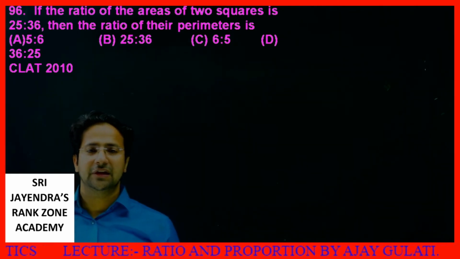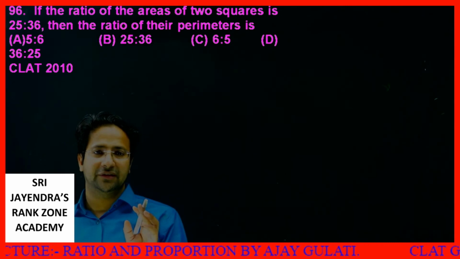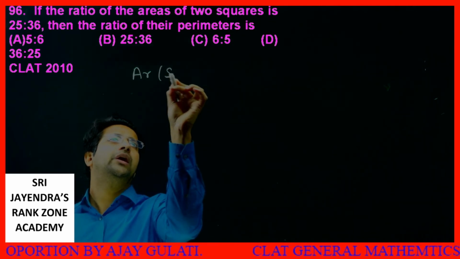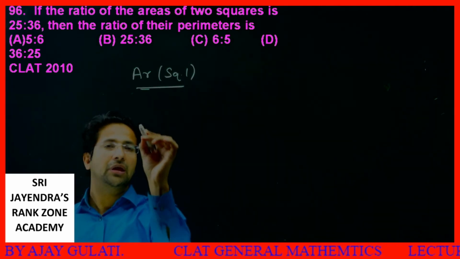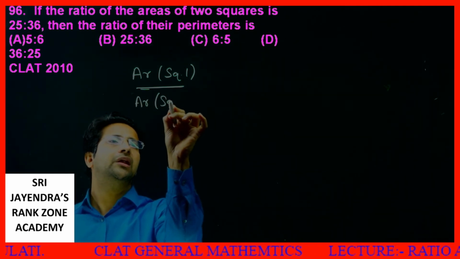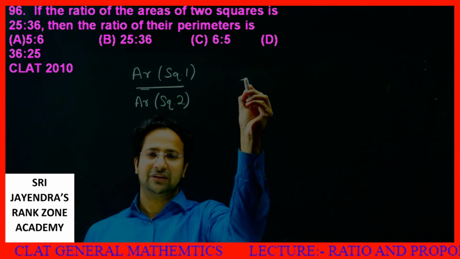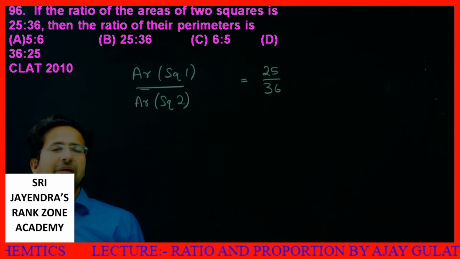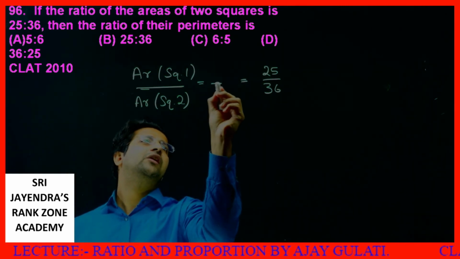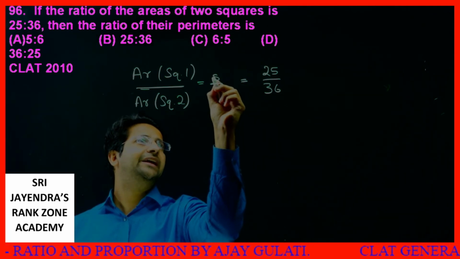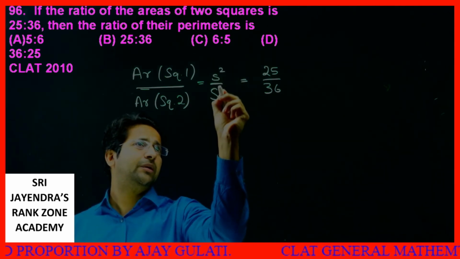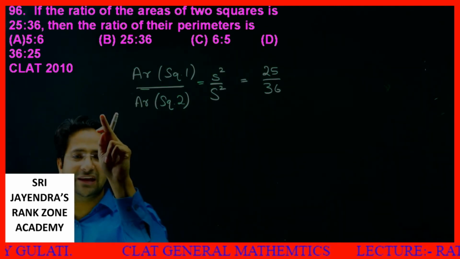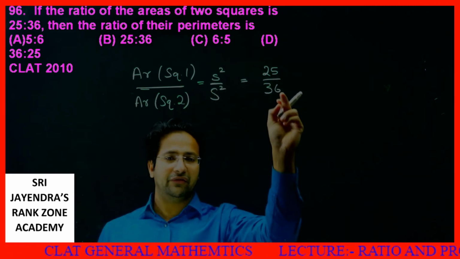Next question, dear students. The ratio of areas of two squares is 25:36. Let's say area of square 1 upon area of square 2 is given to us as 25:36. This is a very general question, students. Then the ratio of their perimeter is asked. First of all, the ratio of areas of squares is side square. Small s by capital S, so this is s square by S square. Let's say this square has a side small s, this square has a side big S. So 25/36.